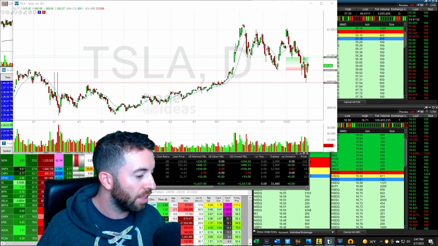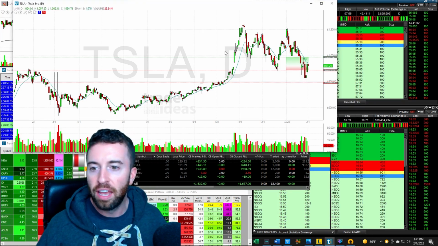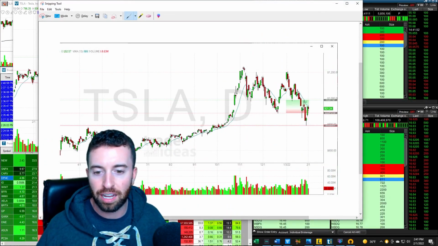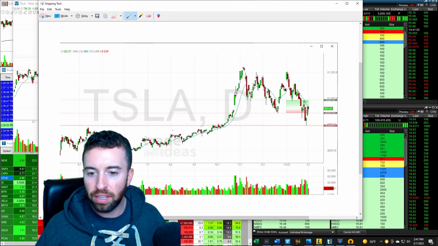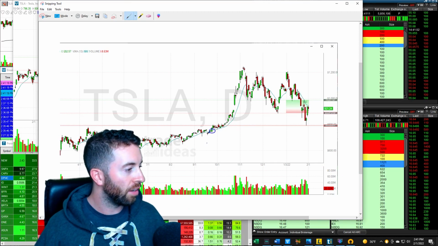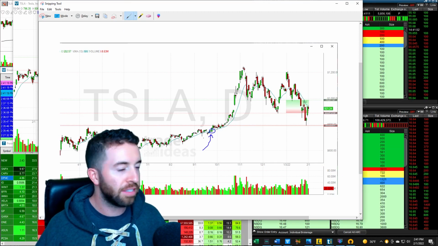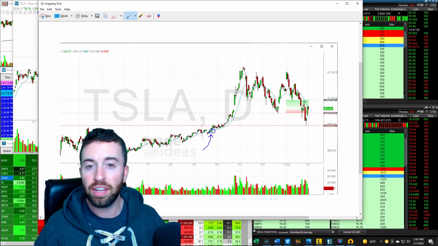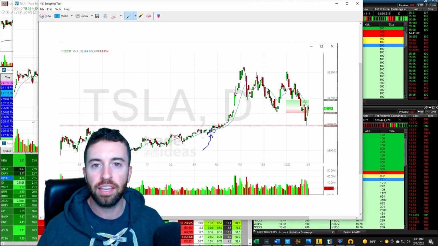For example, right here, let's take a look at Tesla. Ladies and gentlemen, if I wanted to get involved with Tesla, one of the most popular plays in the entire stock market, what could I do? Well, if I bought, let's say, Tesla right here, right at this mark, and I say to myself, all right, when should I get out of Tesla? Well, the answer is whenever it goes underneath the 13 EMA.